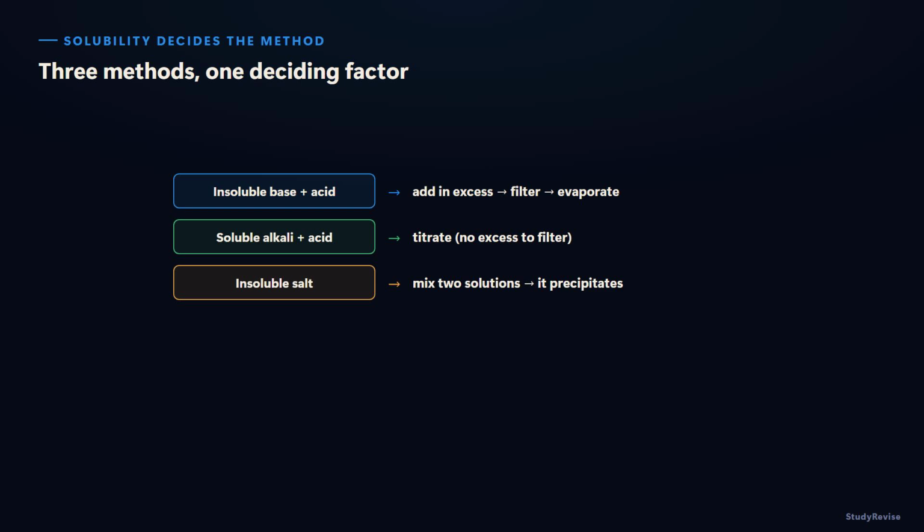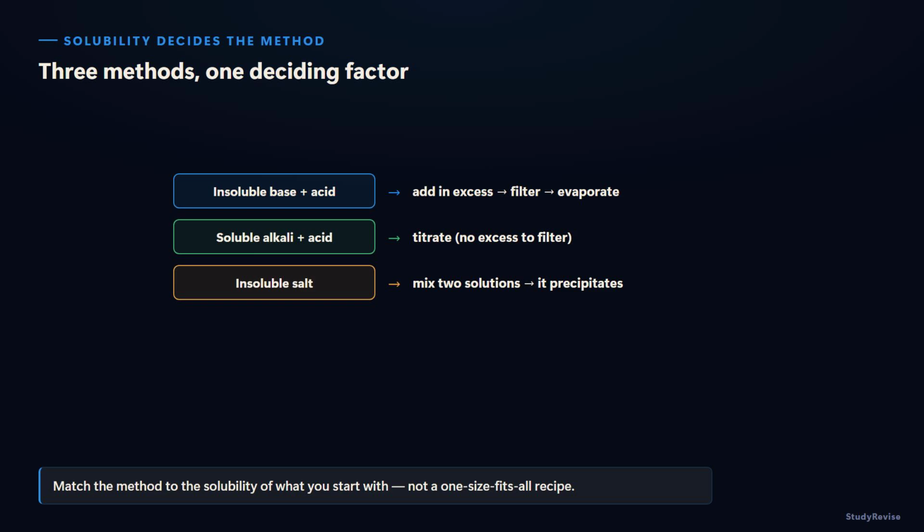For a soluble salt made from an acid and a soluble base or alkali, you can't use excess solid because there's no leftover to filter. Instead, you titrate, adding the alkali carefully until the acid is exactly neutralized. And for an insoluble salt, the method changes entirely. Mix 2 soluble solutions together, and the insoluble salt forms immediately as a precipitate, which you then filter out directly. No evaporation needed at all. 3 different methods, and the only thing that decides which one applies is solubility.